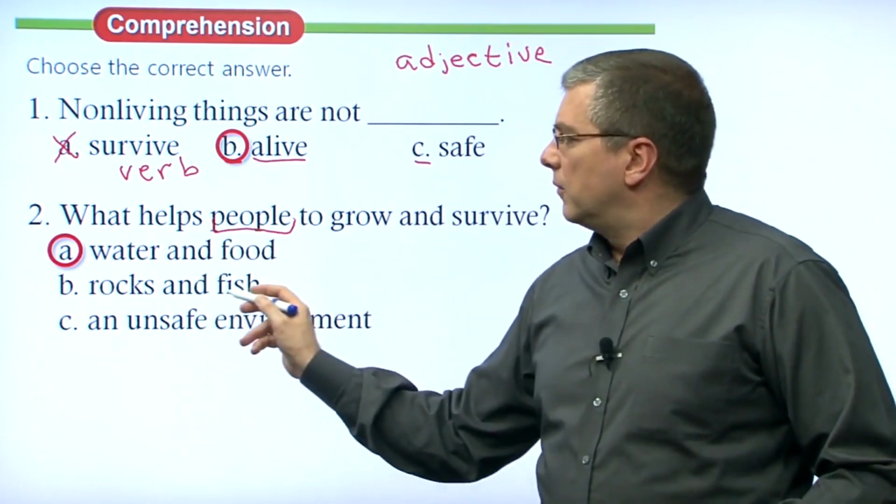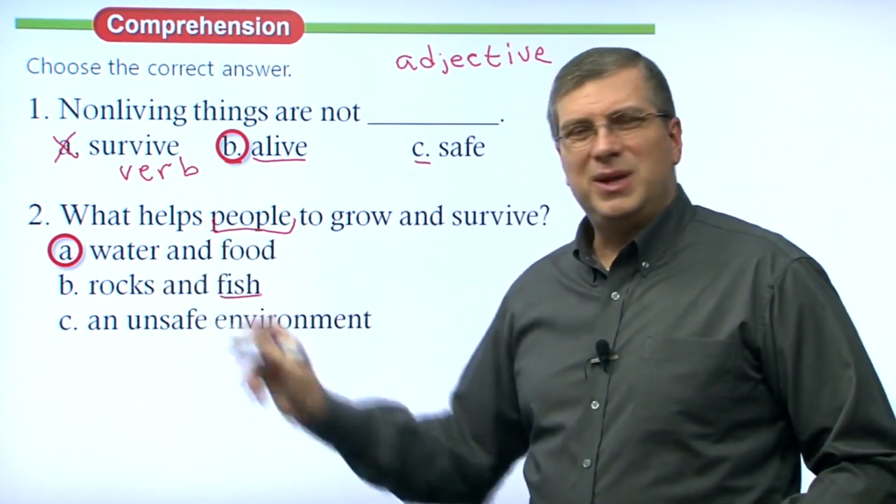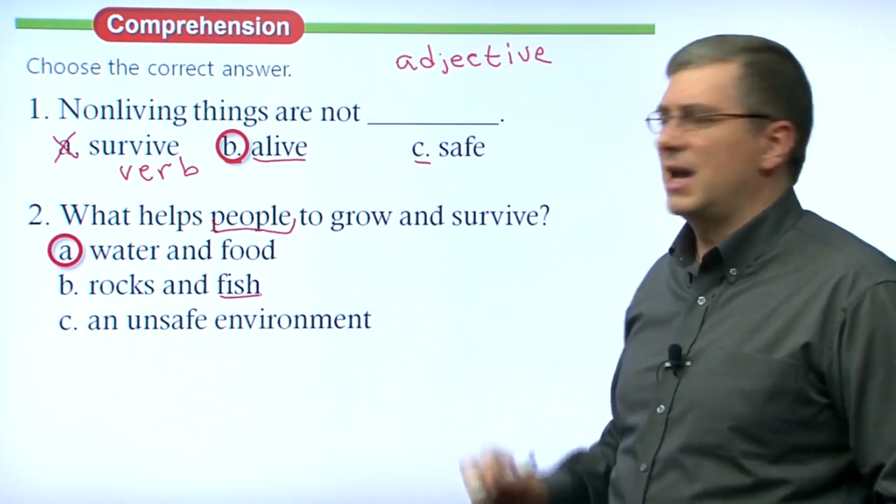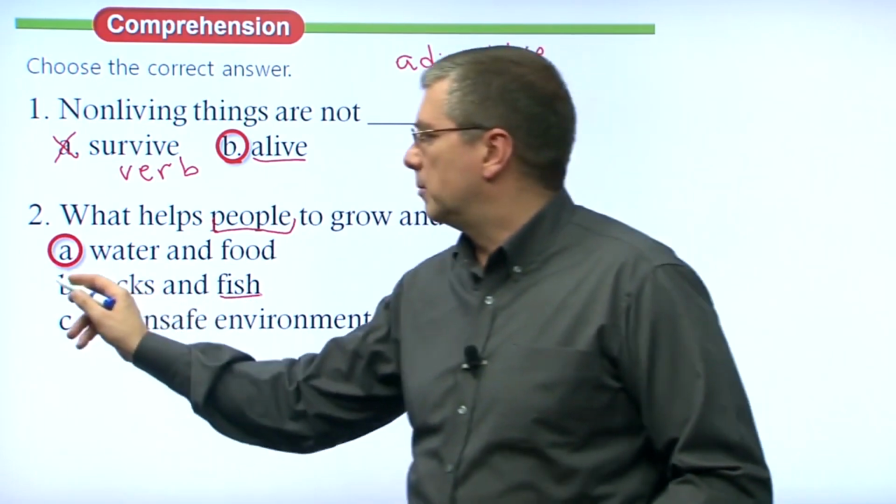Rocks and fish? Well, fish can be a type of food, but do we need rocks to survive? No, we don't need rocks to grow and survive. That's kind of silly. So B wouldn't be correct.